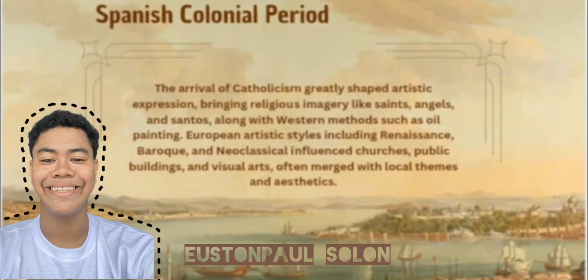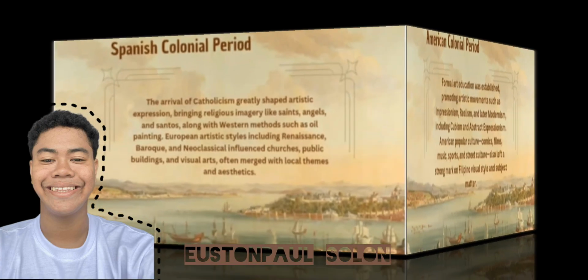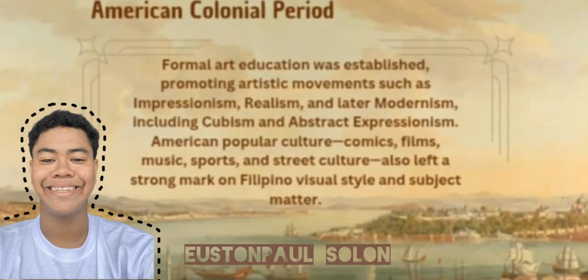The arrival of Catholicism greatly shaped artistic expression, bringing religious imagery like saints, angels, and santos along with Western methods such as oil painting. European artistic styles including Renaissance, Baroque, and Neoclassical influenced churches, public buildings, and visual arts, often merged with local themes and aesthetics.